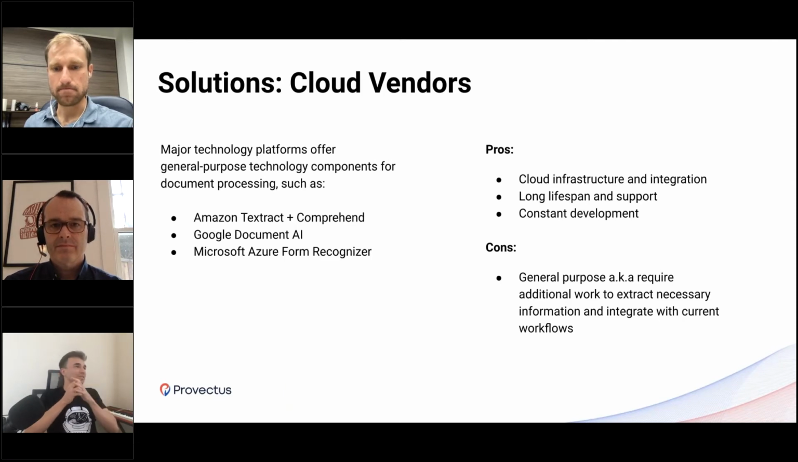AWS has Textract and Comprehend, Google has Document AI, Microsoft has Form Recognizer. Working with this type of solution has its own pros and cons, as usual. As far as pros go, those technological giants have great cloud infrastructure. They have integration through their entire offering suite. They have long lifespan, support, and constant development.